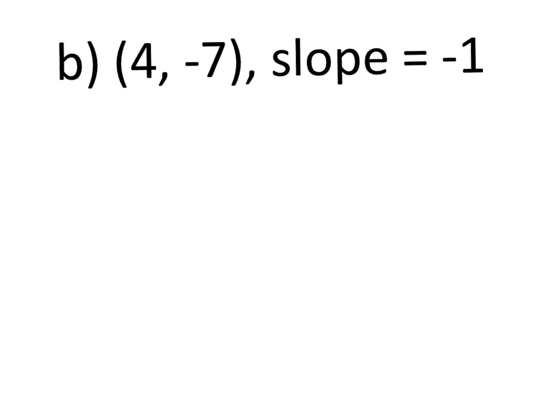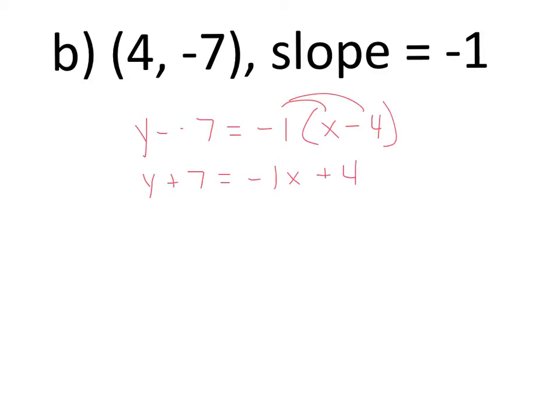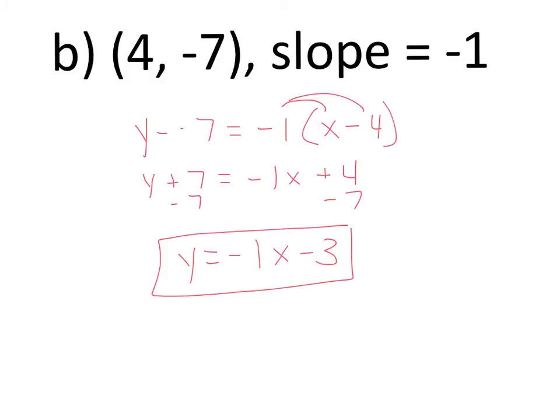All right, so you should be picking up here at B. Again, you have a point and a slope, so let's write point slope. So y minus negative 7 equals a slope of negative 1, and then x minus 4. Again, it's going to become a plus 7. I'm going to distribute and get negative 1x plus 4, and then I'm going to subtract my 7 over. So y equals negative 1x minus 3. And that would have been your final answer.